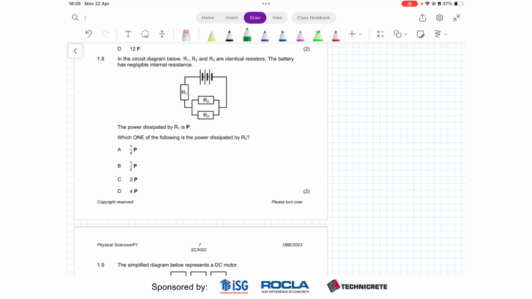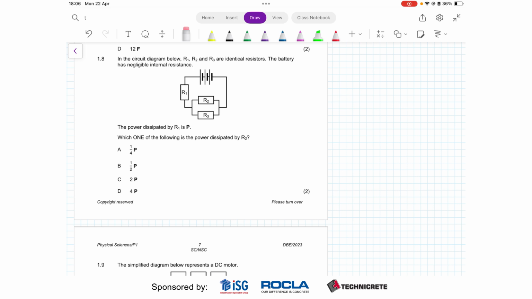Next question, 1.8. In the circuit diagram below, R1, R2 and R3 are identical resistors. The battery has negligible internal resistance. The power dissipated by R1 is P. Which one of the following is the power dissipated by R2? Now looking at the circuit, R1 is connected in series to both R2 and R3.